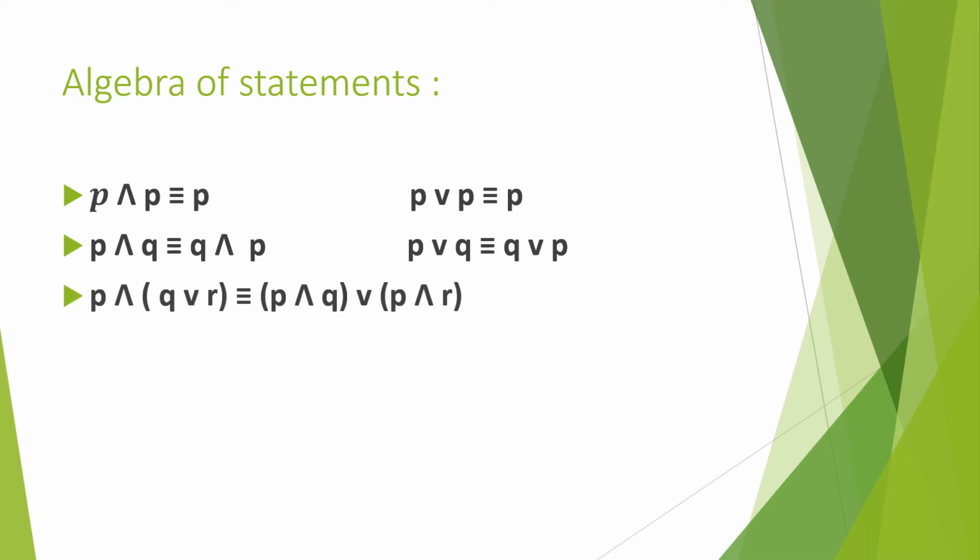Next one is distributive law. Distributive law is P and (Q or R) is (P and Q) or (P and R). It is just as A into (B plus C) equals A into B plus A into C. And the other one is the dual of this statement, that is AND is replaced by OR and OR is replaced by AND. So P or (Q and R) is (P or Q) and (P or R).